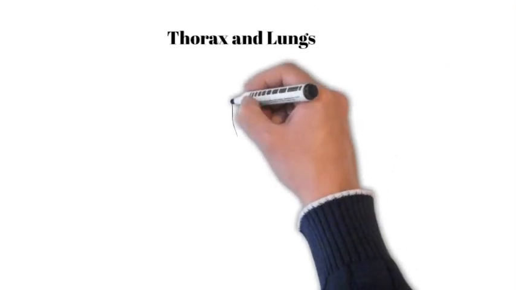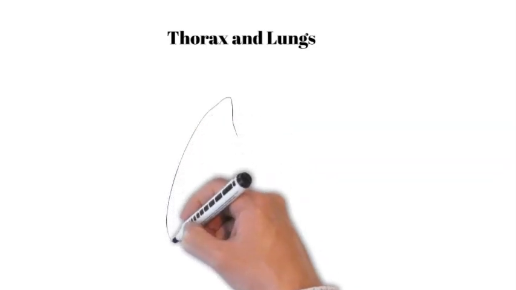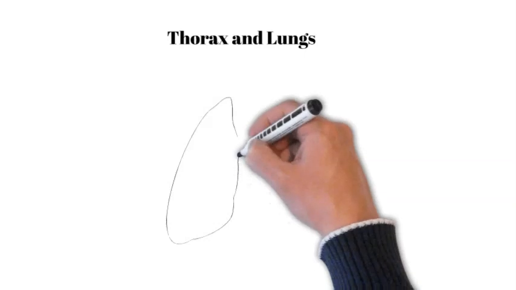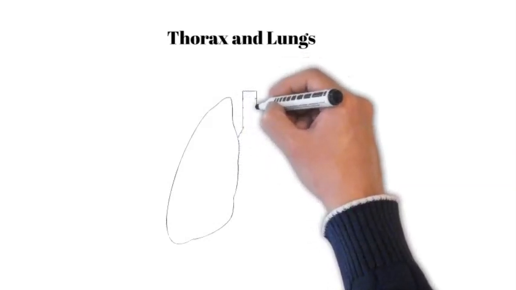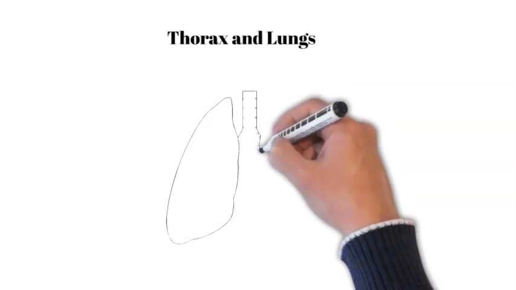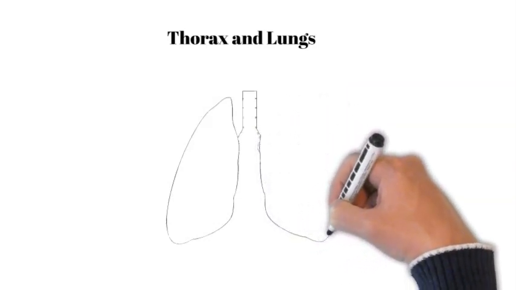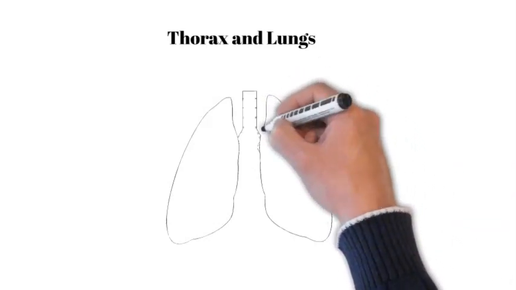Crackles, short, interrupted, and non-musical sounds heard during breathing. Stridor, a high-pitched, harsh sound heard during inspiration. Pleural friction rub, a creaking or grating sound heard during respiration due to inflammation of the pleural lining. Dyspnea, shortness of breath. Orthopnea, shortness of breath when lying down.